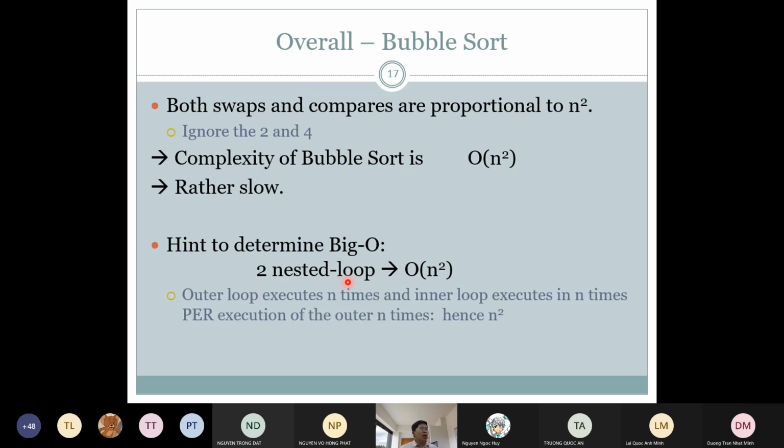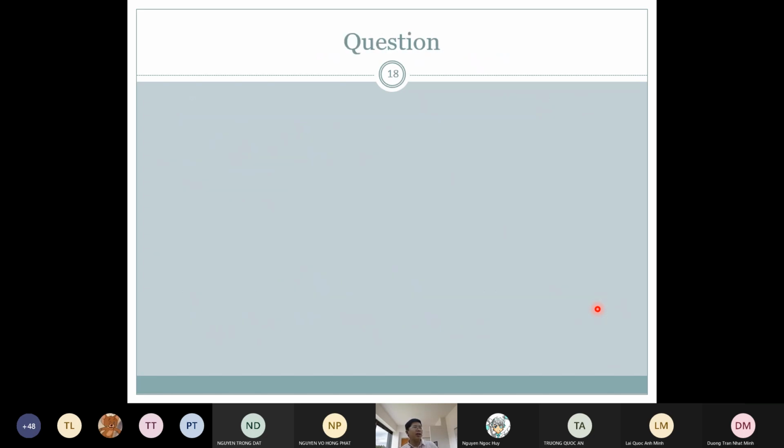For the outer loop we perform it n times, and for each time we have to perform n comparisons and swapping maybe. So in general we have n squared steps. That is the algorithm. Okay, so that's it for bubble sort.